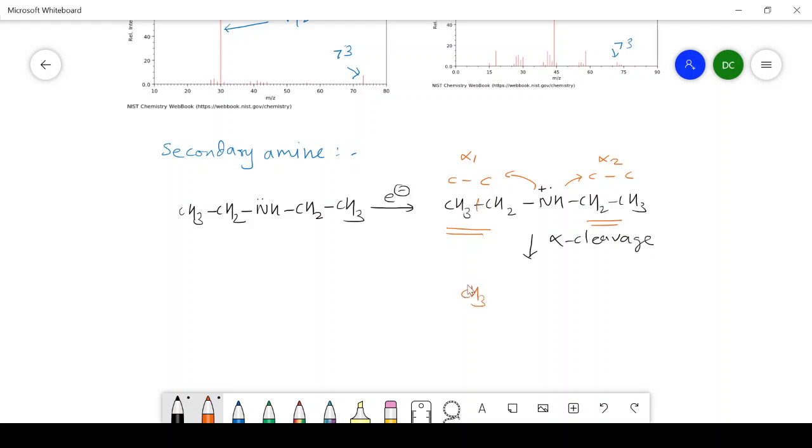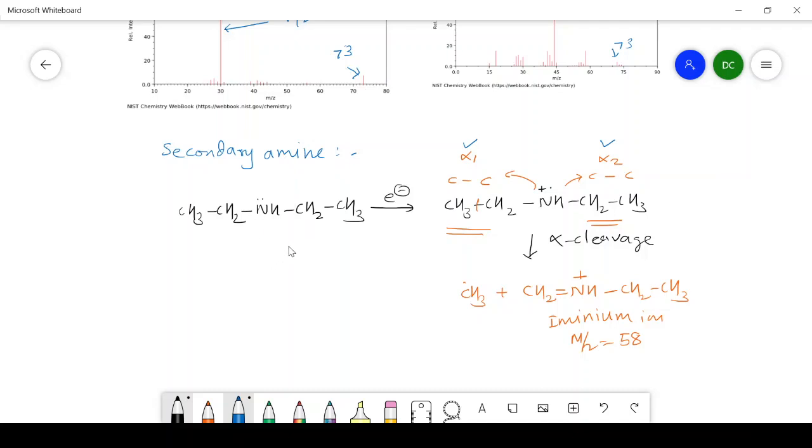Here is a CH3 radical plus CH2=NH+CH2CH3. This type of iminium ion we will get in both alpha cleavages, and the m/z value of this iminium ion is 58.